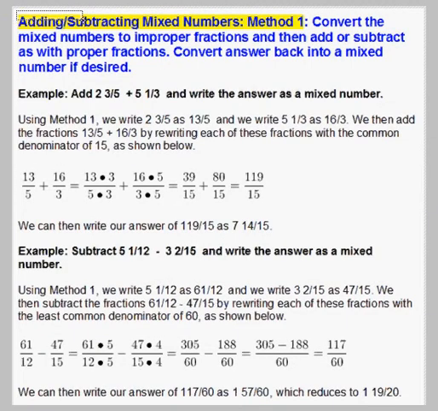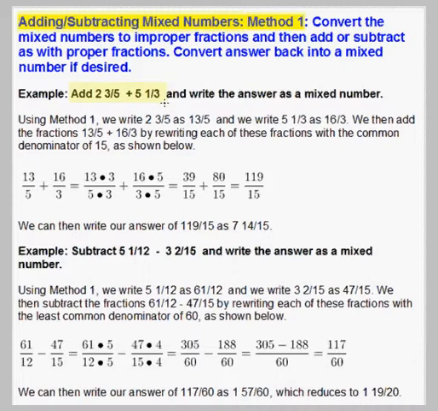Now let's look at adding and subtracting mixed numbers. I have two methods. The first method that we're going to look at is where we just convert the mixed numbers to improper fractions. Then we add or subtract the fractions just like we did before. Here's an example. Add 2 3/5 plus 5 1/3.